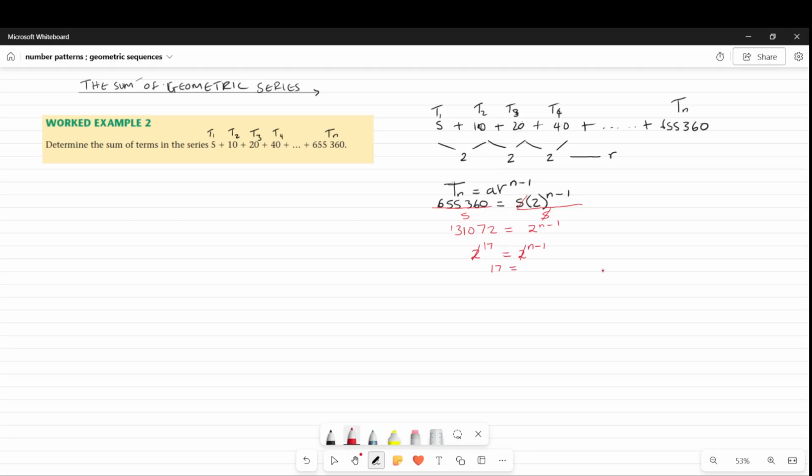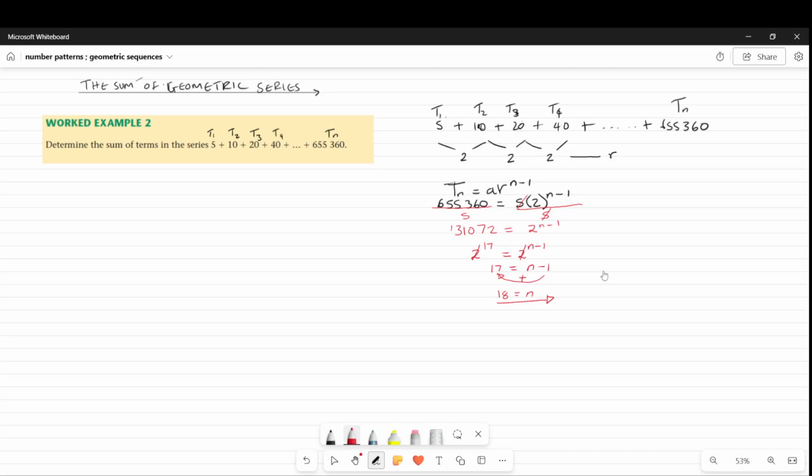n minus 1. Then you transpose 1 to this side. Since 1 was negative on this side, when it goes to the other side it becomes positive, so you have 17 plus 1, which gives you 18, is equal to n. So there are 18 terms between T1 and Tn. Between 5 and 655,360, there are 18 terms.